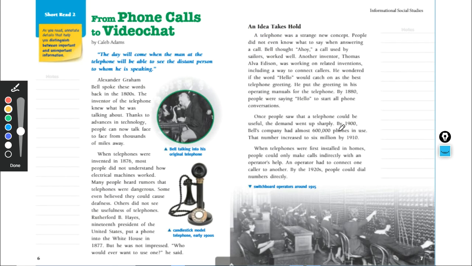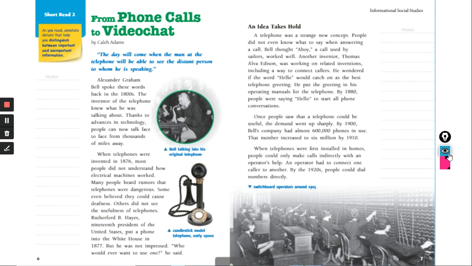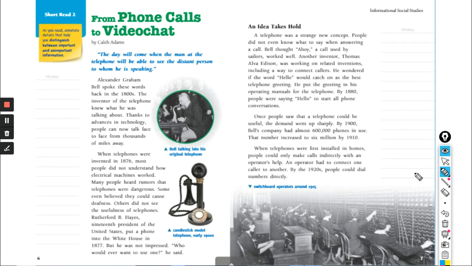Okay, so I'm going to look at this section. It's giving me a clue that maybe it should be here. So as I read it, I'm quickly seeing a couple dates that are jumping out to us, right? I see a couple things that are really starting to give a little shout out, right? So I'm looking here and I see by 1900, Bell's company had almost 600,000 phones in use.